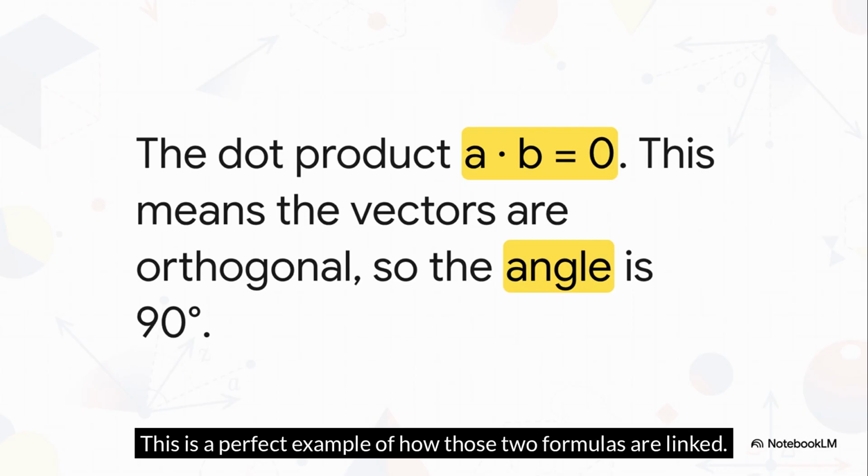If the dot product is 0, we know immediately the angle has to be 90 degrees. This is a perfect example of how those two formulas are linked. The dot product is the numerator in the angle formula, so if it's 0, the whole thing is 0, and the angle must be 90.